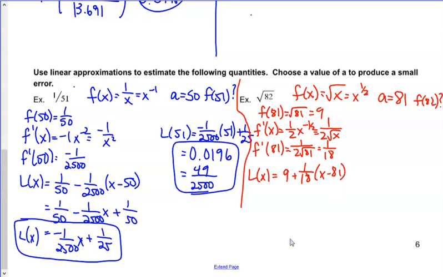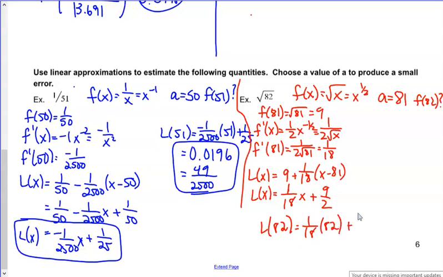So, when I distribute and simplify, you can try to do that on your own. You can pause the screencast to see if you get it right. That would be 1 over 18 x plus 9/2, and that's my linear approximation. So the final thing that I have to do is to plug in 82 here. So I would want to know what L of 82 is and take 1 over 18 times 82 and add to that 9/2. Again, it will be very nice for you to use your calculator. You can get a fraction answer to it as well. I will tell you that the decimal approximation for this one is 9.05 repeated.